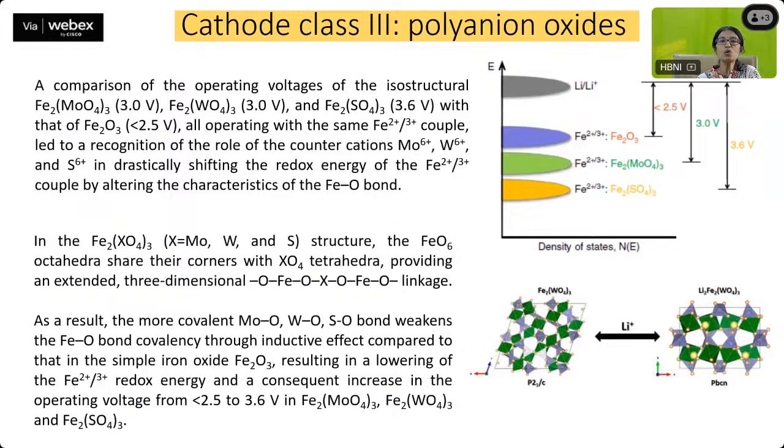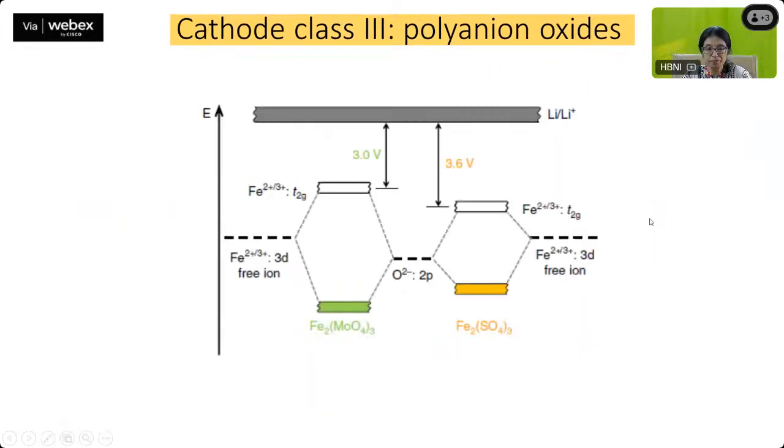And this results in lowering of the Fe2+/3+ redox energy, as you can see over here. It lowers that Fe2+/3+ redox energy, and that is why the operating voltage increases. So in case of iron sulfate, the operating voltage increases up to 3.6 volt compared to that of iron oxide, which is only less than 2.5 volts.